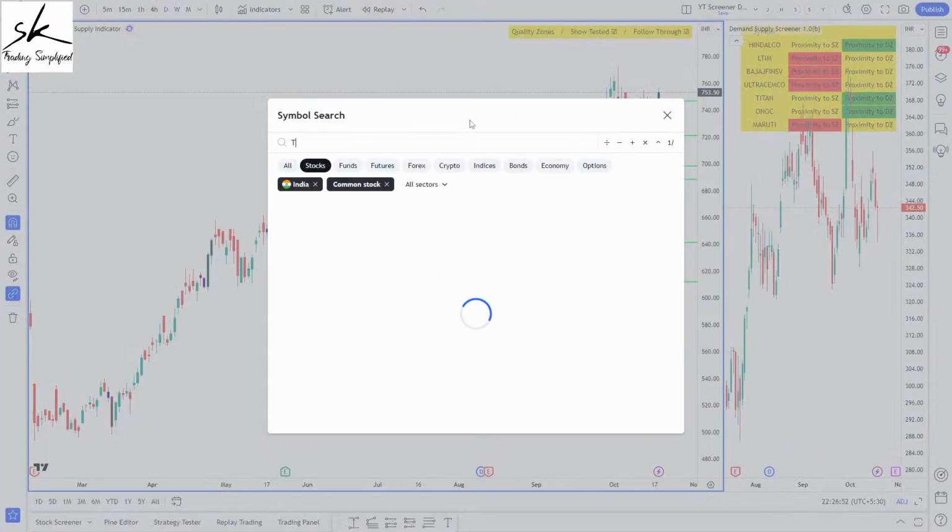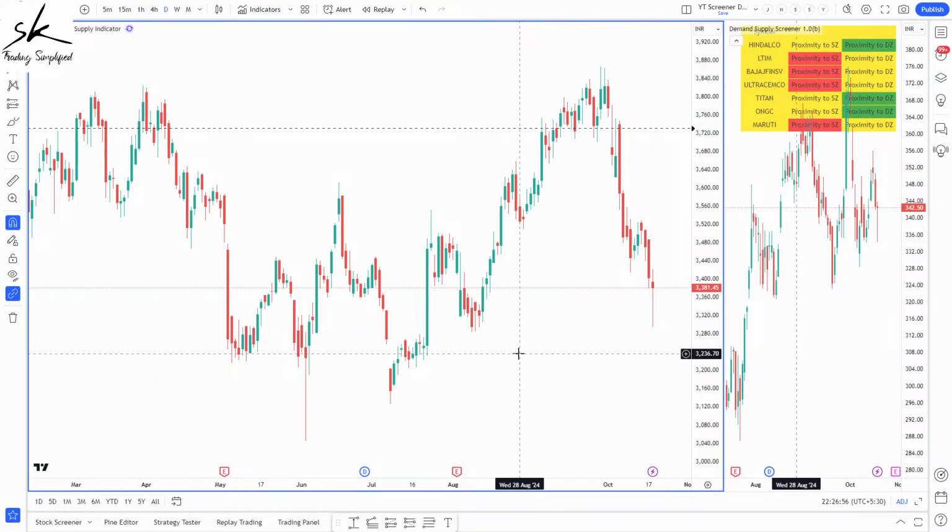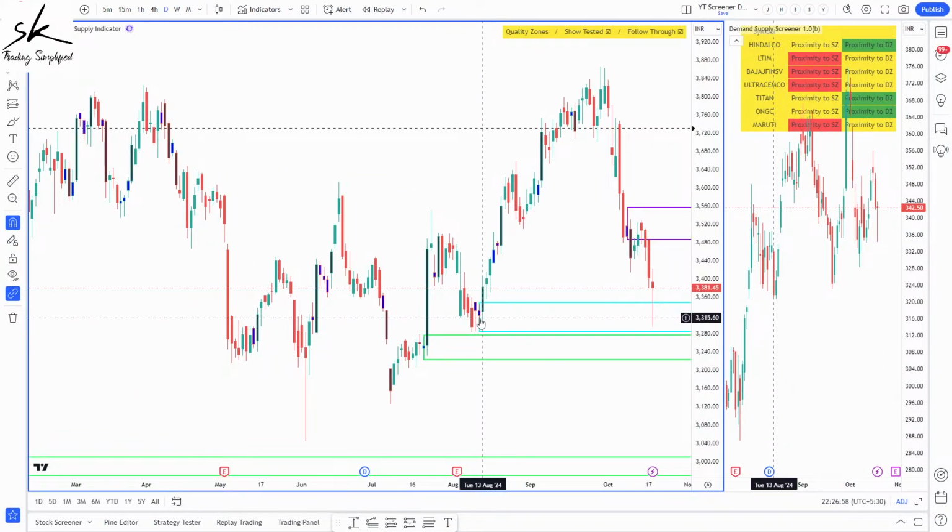Similarly, if I go to Titan, here also you'll be able to see that it will be closer to a demand area. So you can see we have a demand area which in fact got tested on Friday, and we also have a fresh zone which is just below it, and we were pretty close to it. In fact, we are still pretty close to it as far as the low is concerned, and that is why it is getting shortlisted for us.